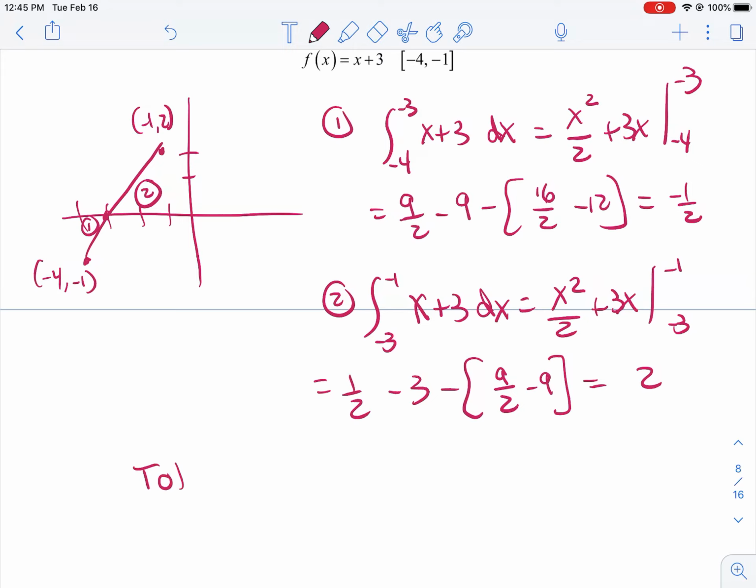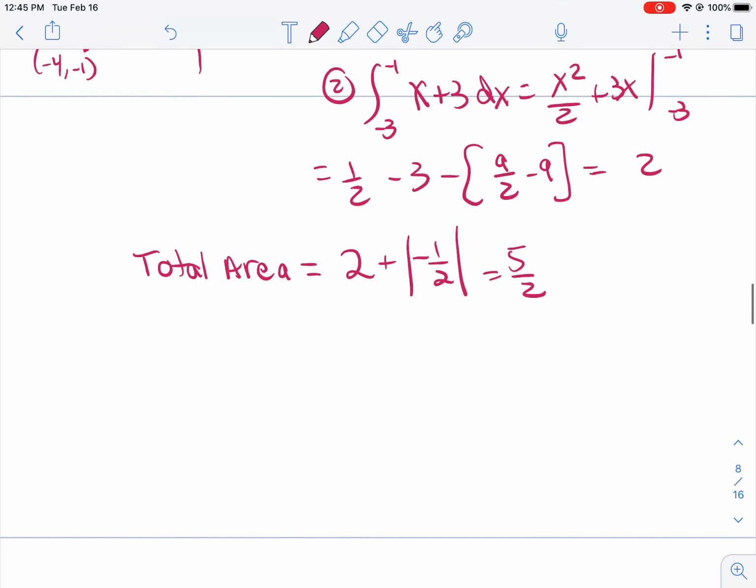So if I want my total area, I would basically be wanting to take my positive area and add the absolute value of the negative area, and that comes out to be 5 halves. The net area of this would be 2 minus 1/2, which is 3 halves.